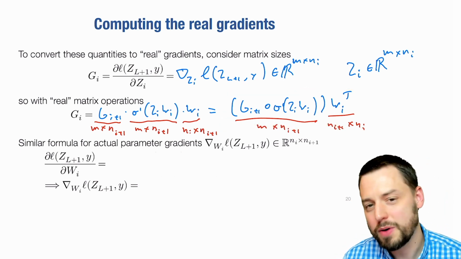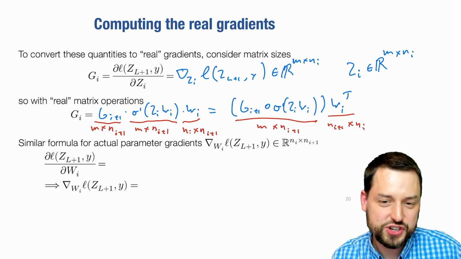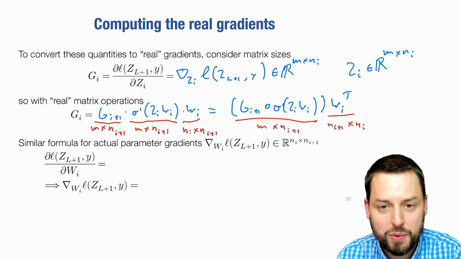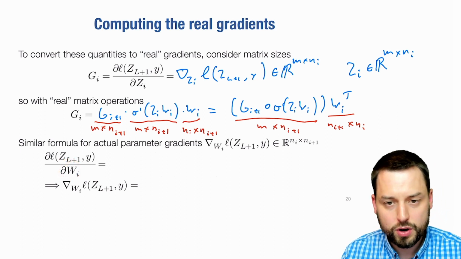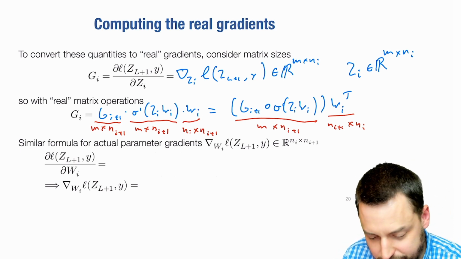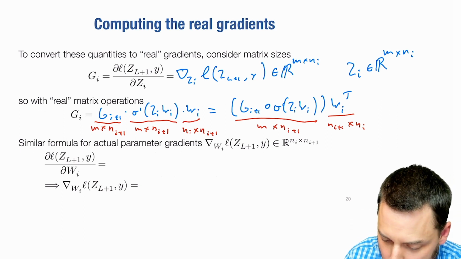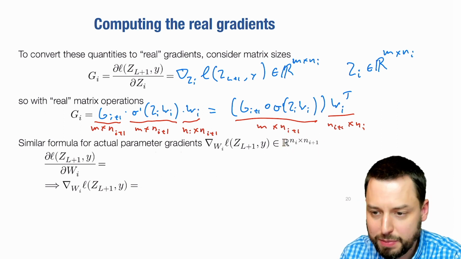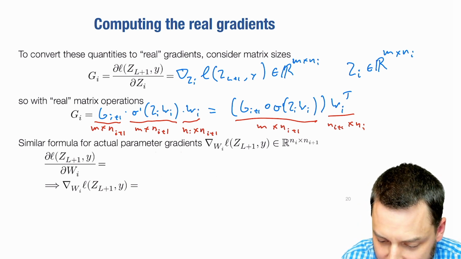Okay, almost there. We have the backward iteration for the G's now in real matrix arithmetic, but we also need to compute the gradient we want, which is the gradient with respect to the parameters. That's what we actually need in order to compute our updates. Okay, so what is that? The parameter update that we want would be this size here, right? We want something which is n_i by n_{i+1}. So let's just write out what this gradient actually is.